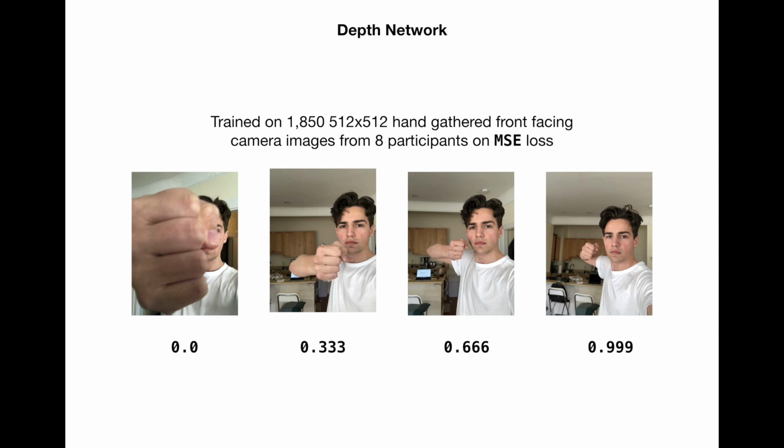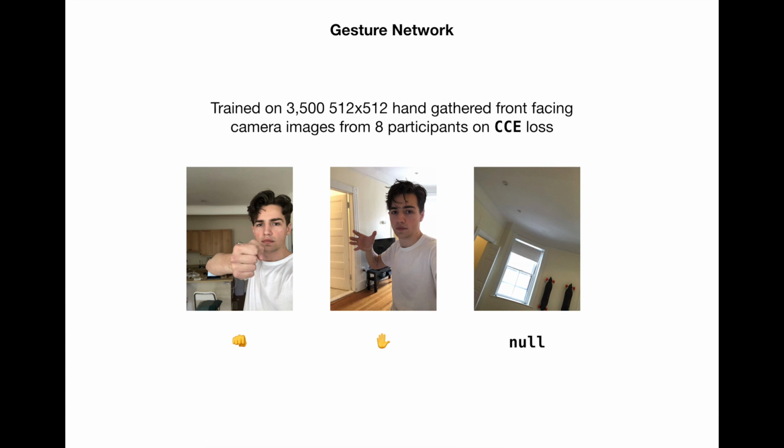You can see there are some labeled images here, and the idea is that the network would be able to learn this kind of continuous output space given some of these discrete values going into the system. The gesture network, on the other hand, is just doing straight classification. It has more samples, with 3,500 from the same participants, and it's trained on categorical cross-entropy loss.